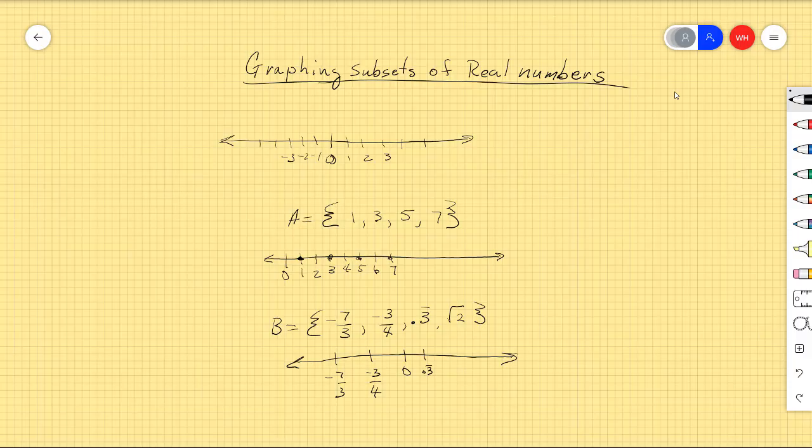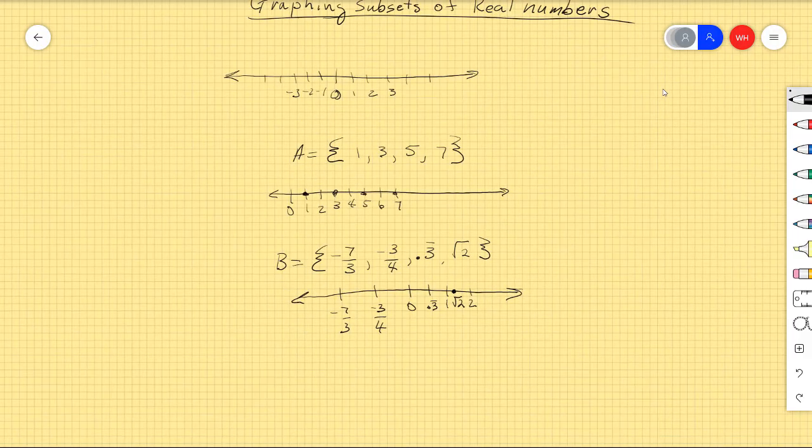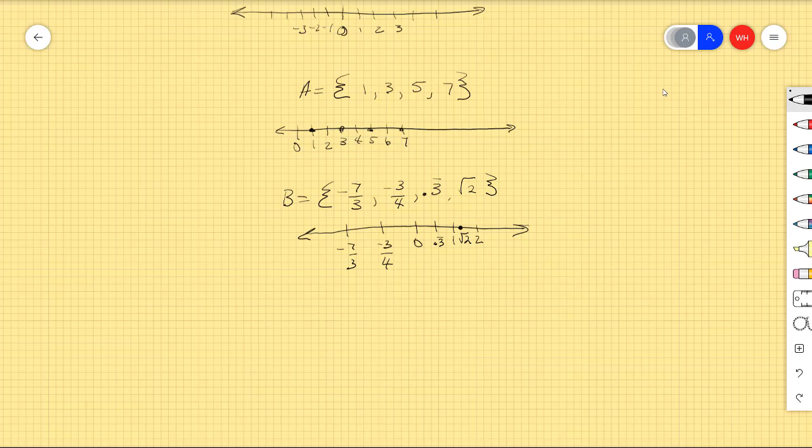Now to do the square root of 2, it's somewhere between 1 and 2, so it might be a good idea to go ahead and draw your 1 and 2. Okay, and you need to put dots over each of these. Which I didn't do.